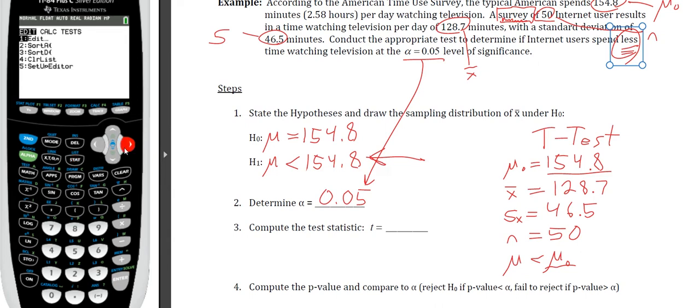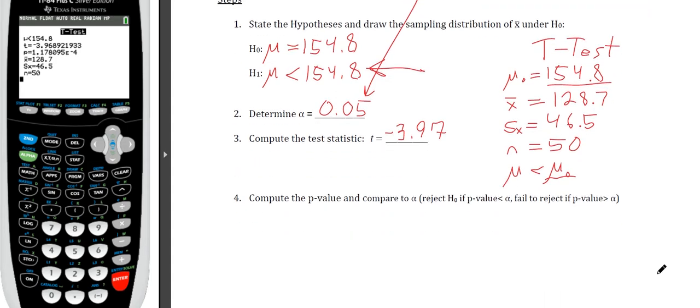All right, so if we set that up appropriately, tests, doing the second option for t-test, we have stats. We have mu is 154.8, 128.7, 46.5, 50, and less than. What we get is a t statistic of negative 3.97. So that's almost 4 standard deviations away. That's really far away. And the p-value that we get agrees with that.